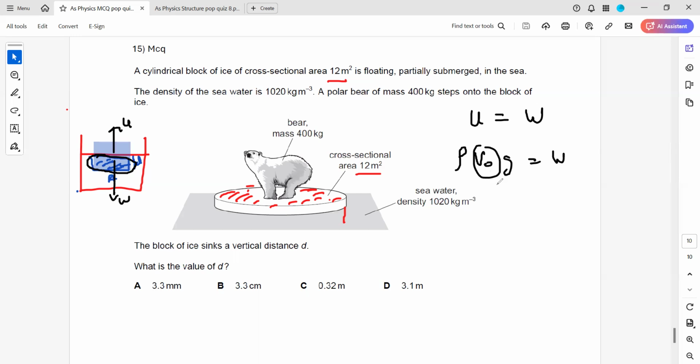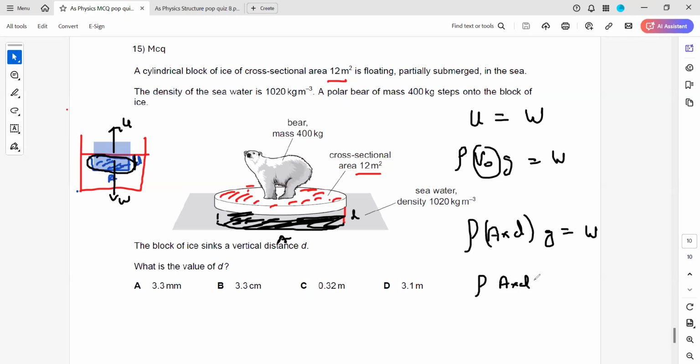The volume of the object which is inside the fluid is the area of the ice multiplied by the vertical distance which is underwater. That is why I wrote A times D. So D is the vertical distance inside the water. Area times that vertical distance gives the volume of ice underwater, times g, which equals the upthrust, which equals the weight. And weight is mass times gravity, so W equals mg. So g will cancel with g.